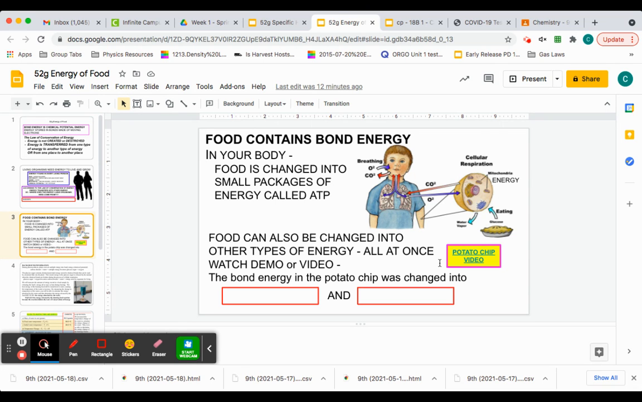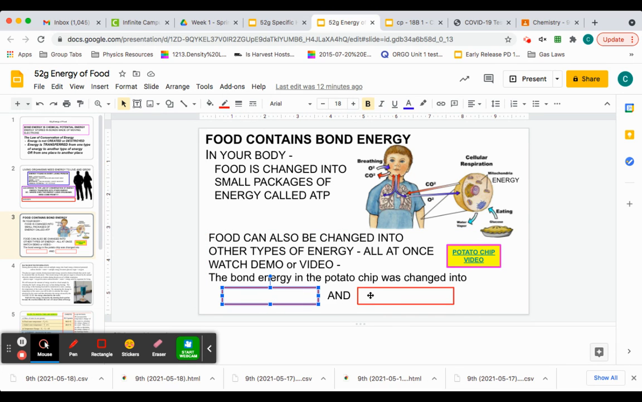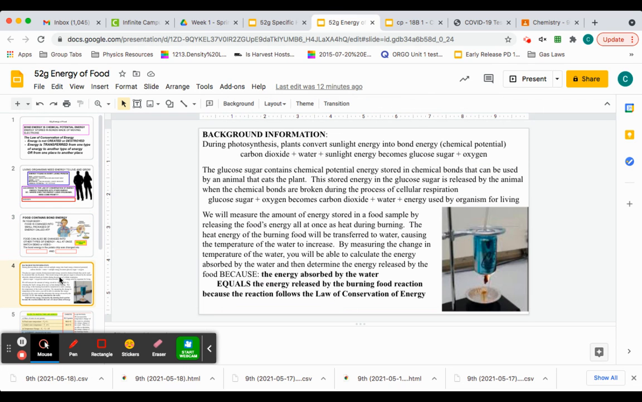So from here, what you guys are going to do is watch this potato chip demo. You watch this clip, and then that will help you fill in these two blanks. So the answer to these two blanks are in this clip. So click on that, watch it, and moving on along.